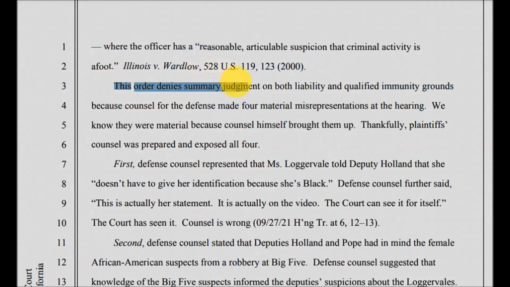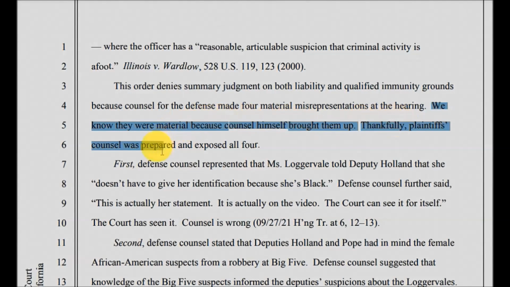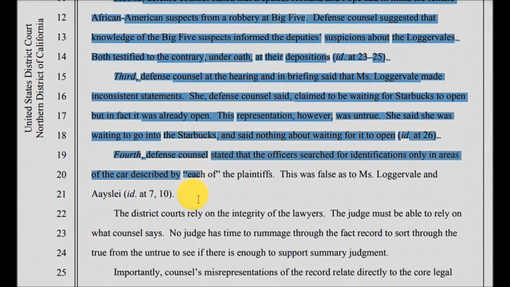This order denies summary judgment on both liability and qualified immunity grounds because counsel for the defense made 4 material misrepresentations at the hearing. We know they were material because counsel himself brought them up. Thankfully, plaintiff's counsel was prepared and exposed all 4. So now they go through the underhanded tactics that attorneys do, blatantly in your face. They will lie to you and look you in the eye. They will misrepresent facts and look you in the eye.